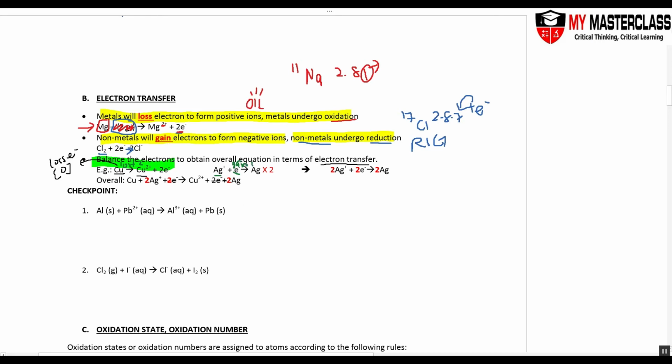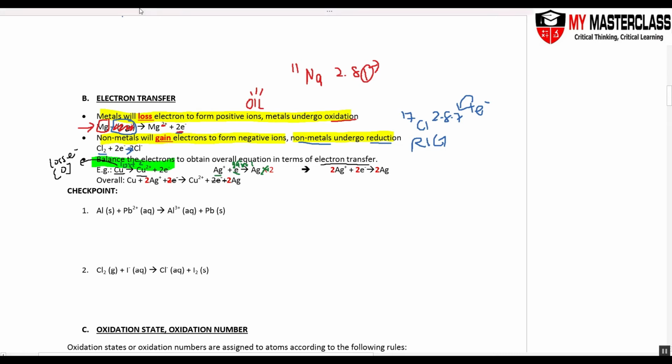Because it loses 2 electrons and gains 1 electron, the electrons are not balanced. In terms of redox, your electrons have to be balanced. So how do I balance it? I have to multiply the silver half equation by 2. So I multiply everything by 2, meaning you will have a 2 in front of your silver ions, 2 in front of the electrons, and 2 in front of your silver metal. Now your copper lost 2 and your silver ions gain 2. Your electrons are balanced.